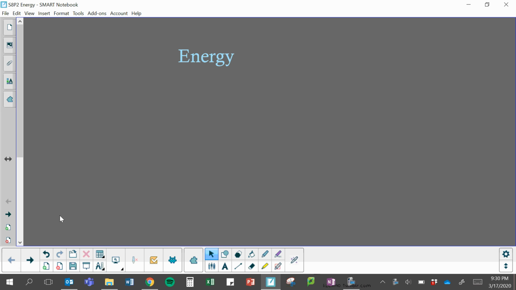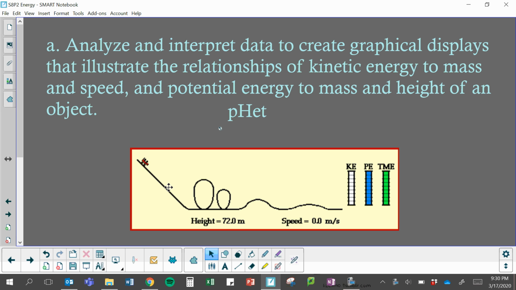Okay guys, so we're going to start reviewing energy, and our first part of our standard has to deal with potential energy and kinetic energy and how they're related to mass and speed and height and mass. So this is when we were talking about roller coasters and we did pendulums. All of these things are going to talk about potential and kinetic energy.